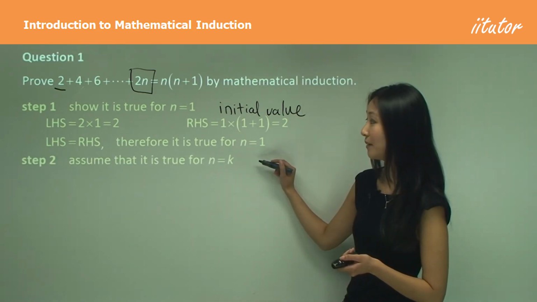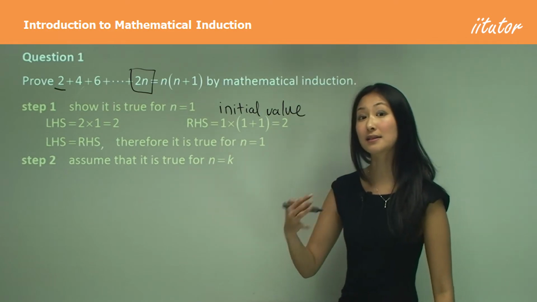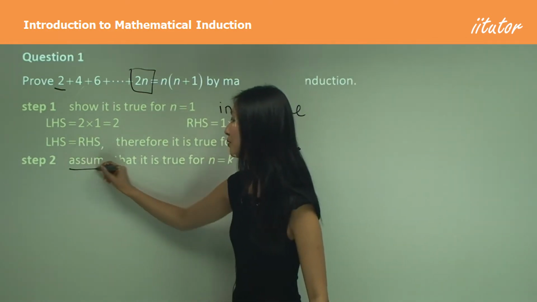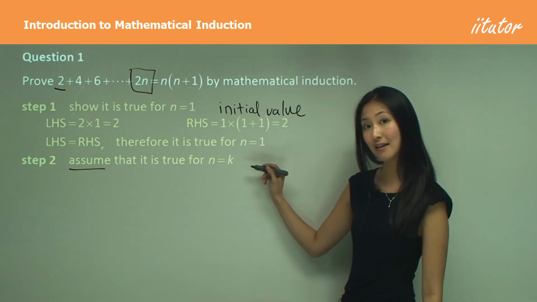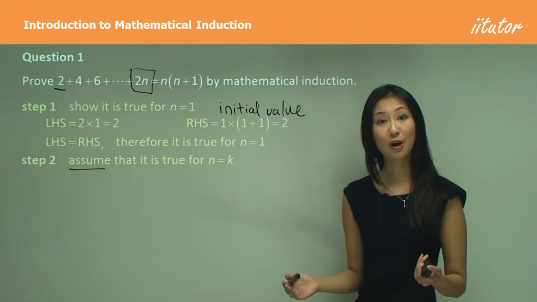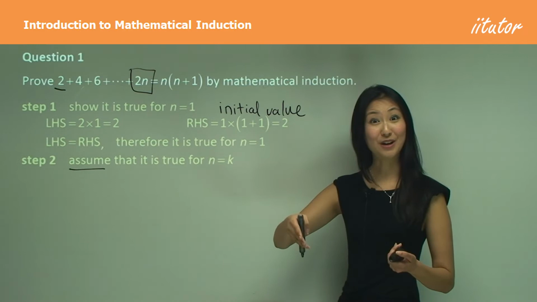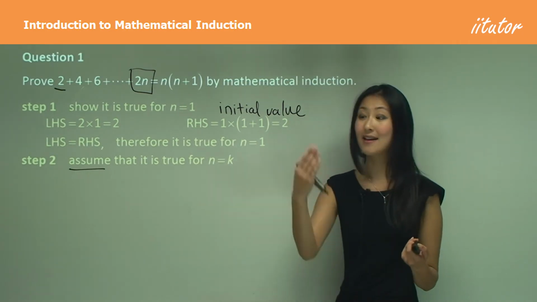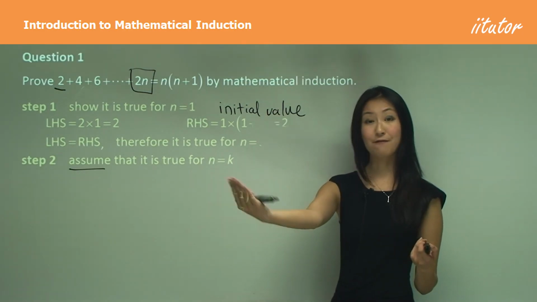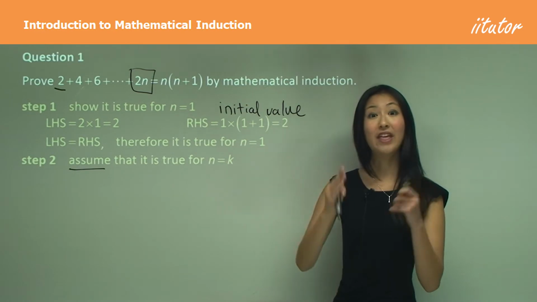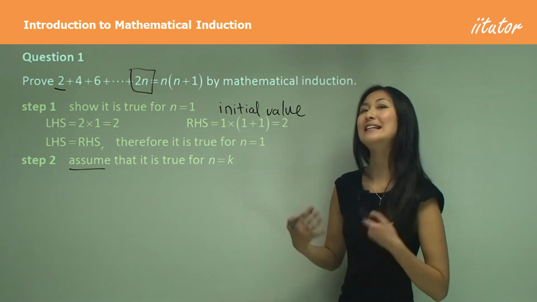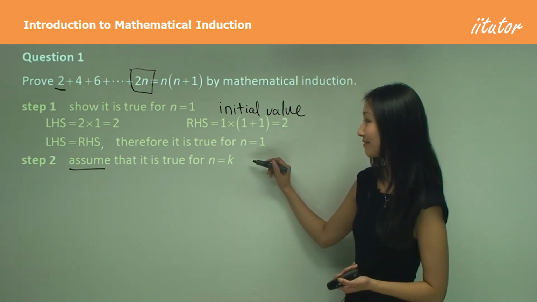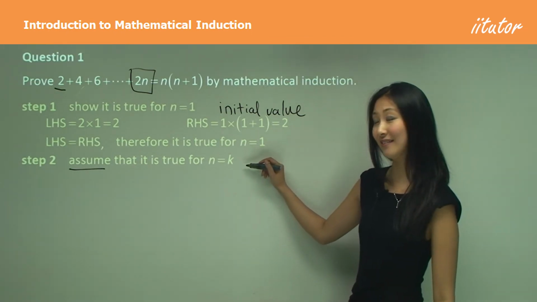Now we can move on to step 2, which is making the assumption. So assume that it is true for n equals k. So remember, in terms of dominoes, that was when one of the dominoes makes the assumption that yes, if the domino in front of me falls, then I will fall as well and hit the next domino. So we're making an assumption here. And how do we do that once we've written that?